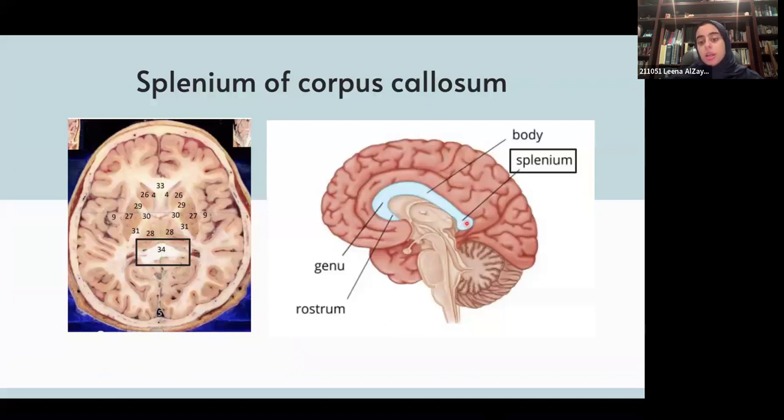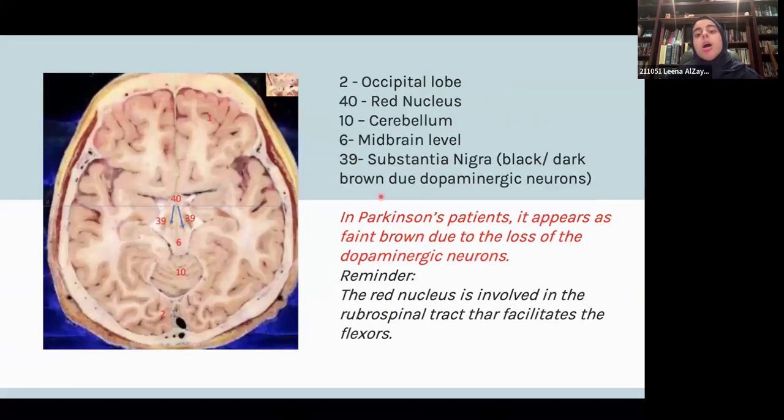And this specific protrusion in the splenium is what you see over here in 34, and what you see in 33 is probably the genu. So you have kind of this type of cut, or the rostrum. It's basically just parts of the corpus callosum.